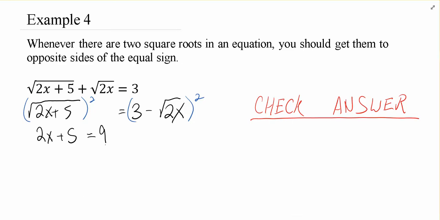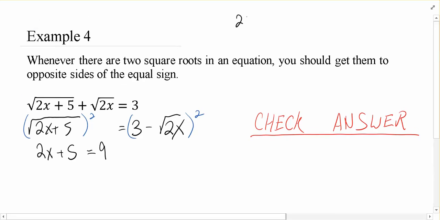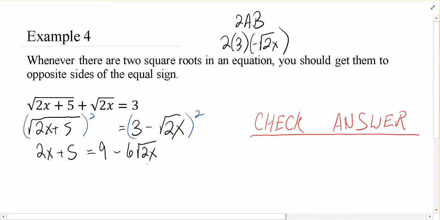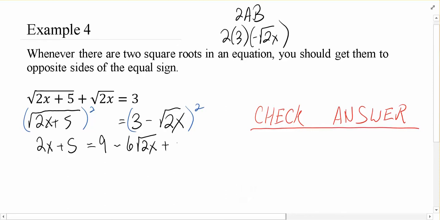Remember that when we're multiplying radicals, that 2 is outside the radical. So I'm going to write it up here, for the 2ab, we have 2 times 3 times negative root 2x. Outside the radical, I have 2, 3, and negative. That makes negative 6 root 2x. And now for my b squared, I'm squaring the root 2x, so I just get 2x.